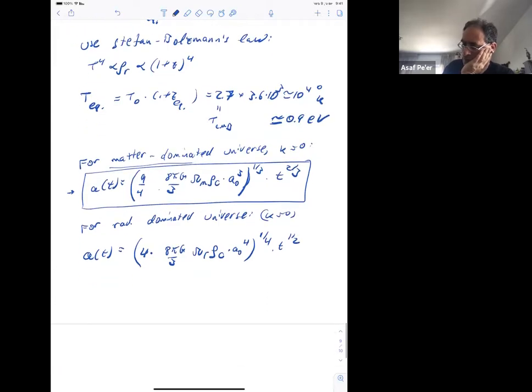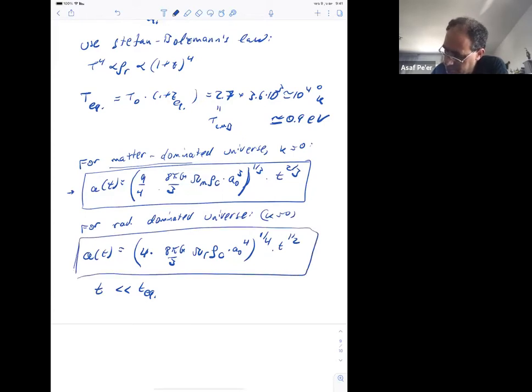So we said that this is true at early times. So this is when t was much less than t equilibration. Then the energy density of the universe was dominated by radiation. And so these two equations represent the evolution of the scale factor.